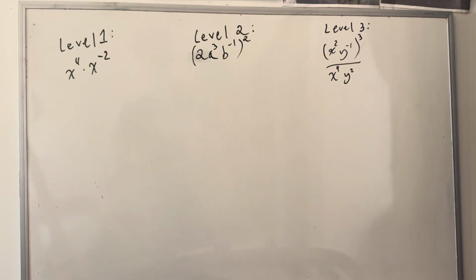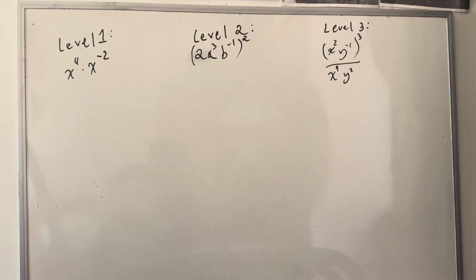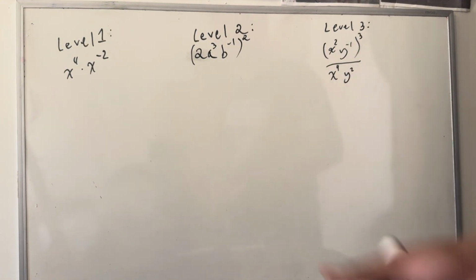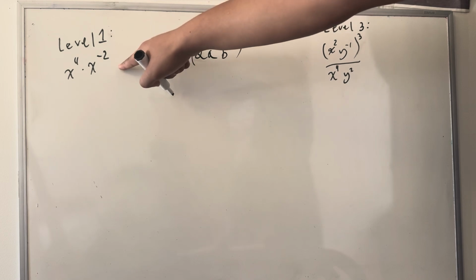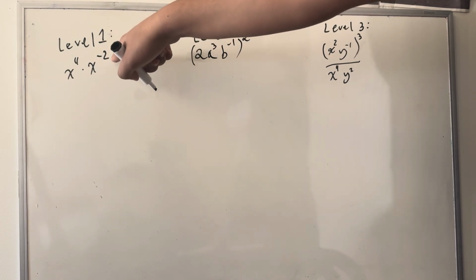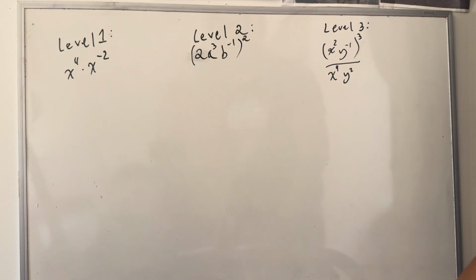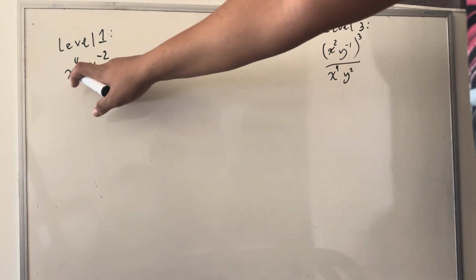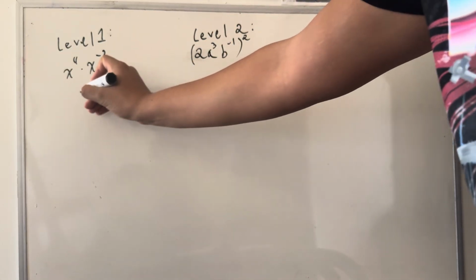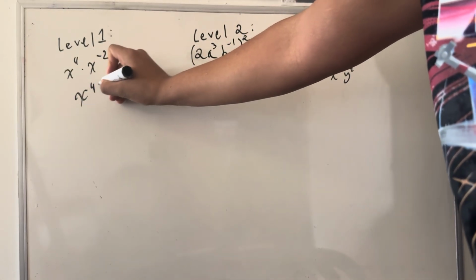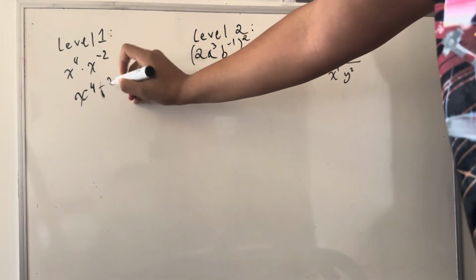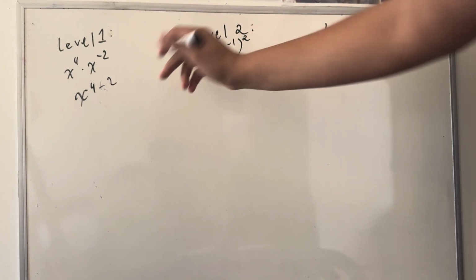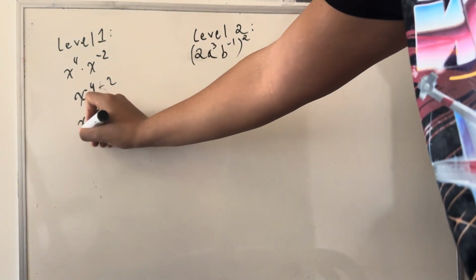So we have 3 levels of varying difficulty. And for the first one, what rule can we apply here? We have x to the 4 times x to the negative 2. From our exponent rules, we know that when we're multiplying exponents, we add. So x to the power of 4 minus 2. And the answer is just x squared.